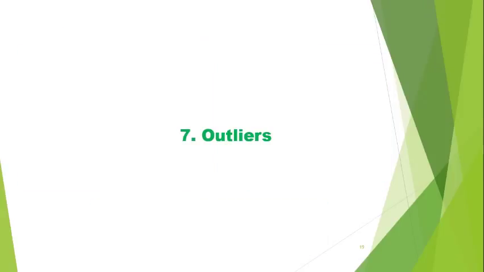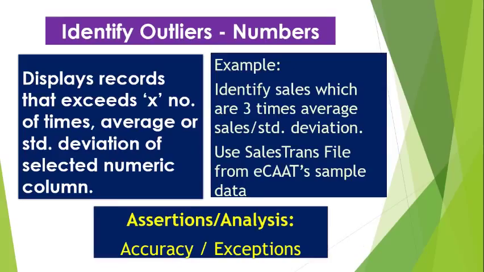Now let's go to the next function, which is outliers. What is an outlier? Outlier displays the records that exceed X number of times average or standard deviation of selected numeric column. For example, I would like to identify sales which are 3 times the average sales or standard deviation. So using this function, I can validate the accuracy and also identify exceptions in the data, or identify red flags.